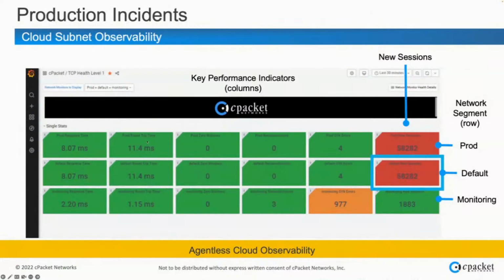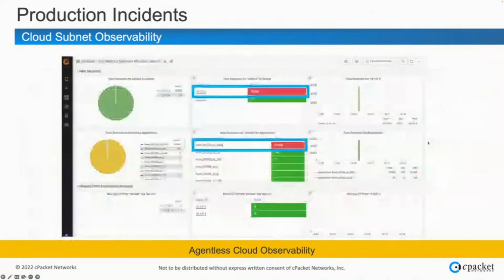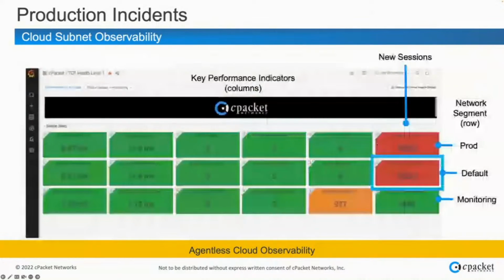In this case, you've got a production. Let me go back. Sorry, I'll slow down. You can see at this top row is production, and the next one is default and monitoring. And then here are your key performance indicators from response time in the network: round trip latency, 0 wins, which is dealing with nodes that are being resource constrained, retransmissions, errors and new sessions.